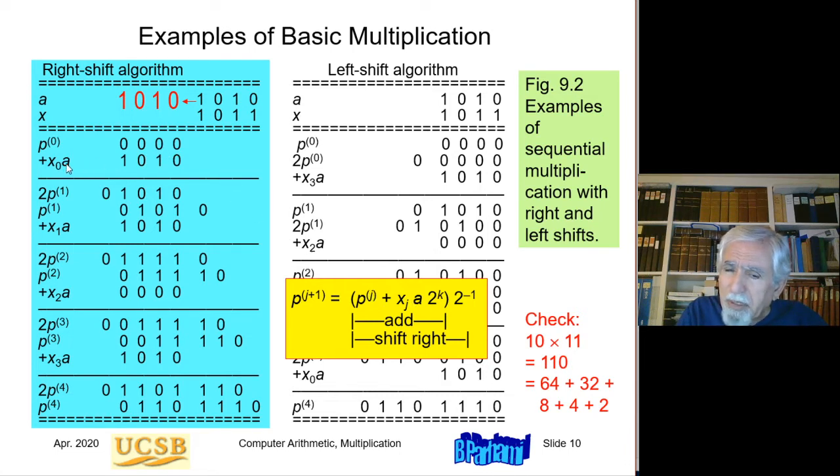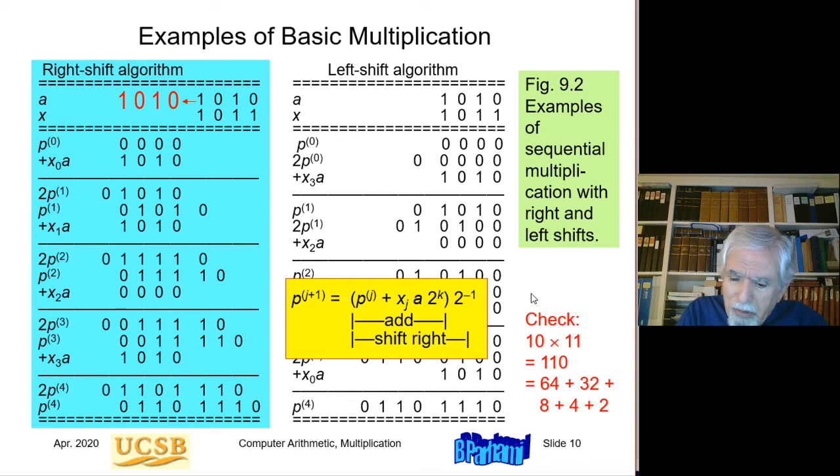In each step, I multiply a digit of x by a, and that product will be either a copy of a, of course, shifted to the left by 4 bits, because I'm really multiplying it by a times 2 to the k, or 0. If the digit of x is 0, the result will be 0.